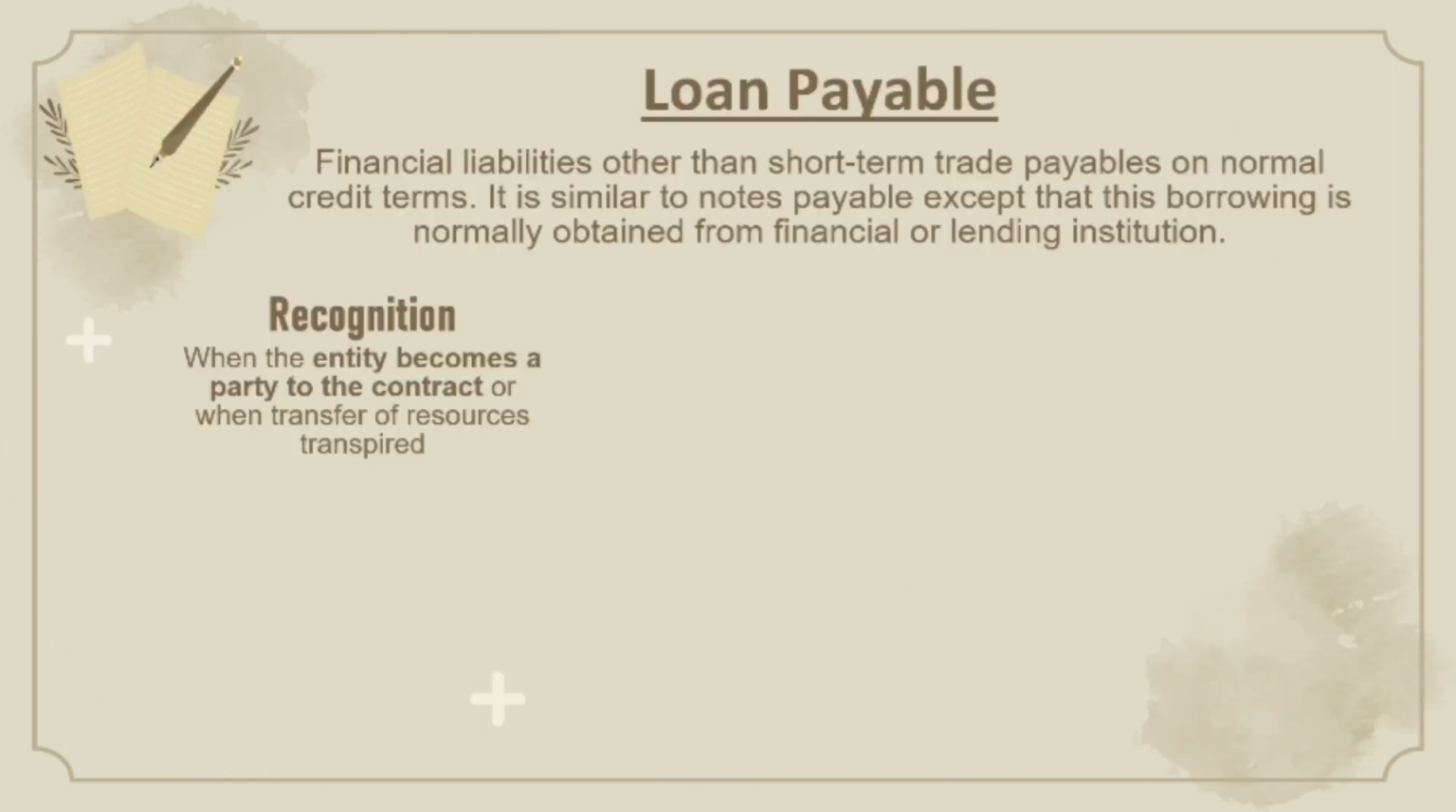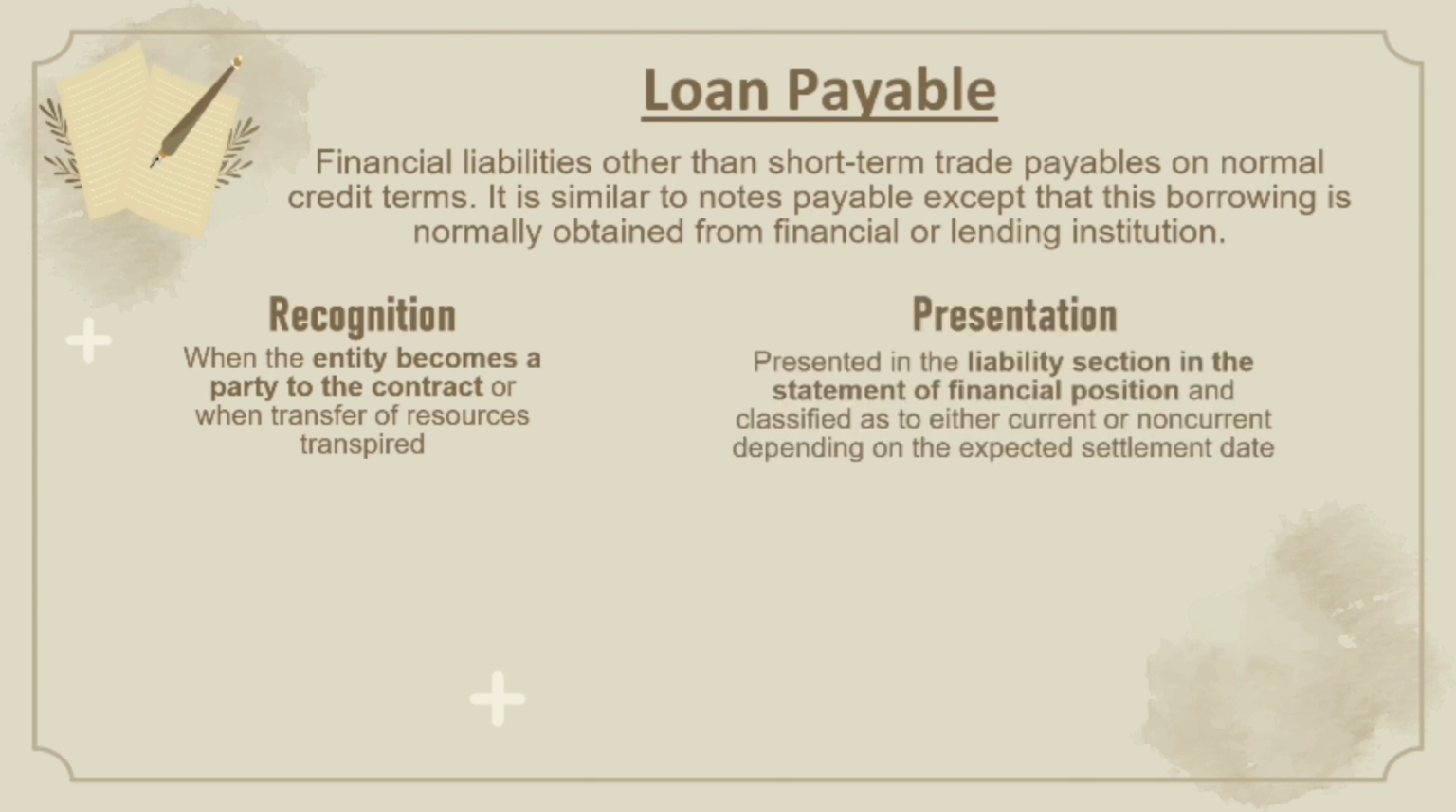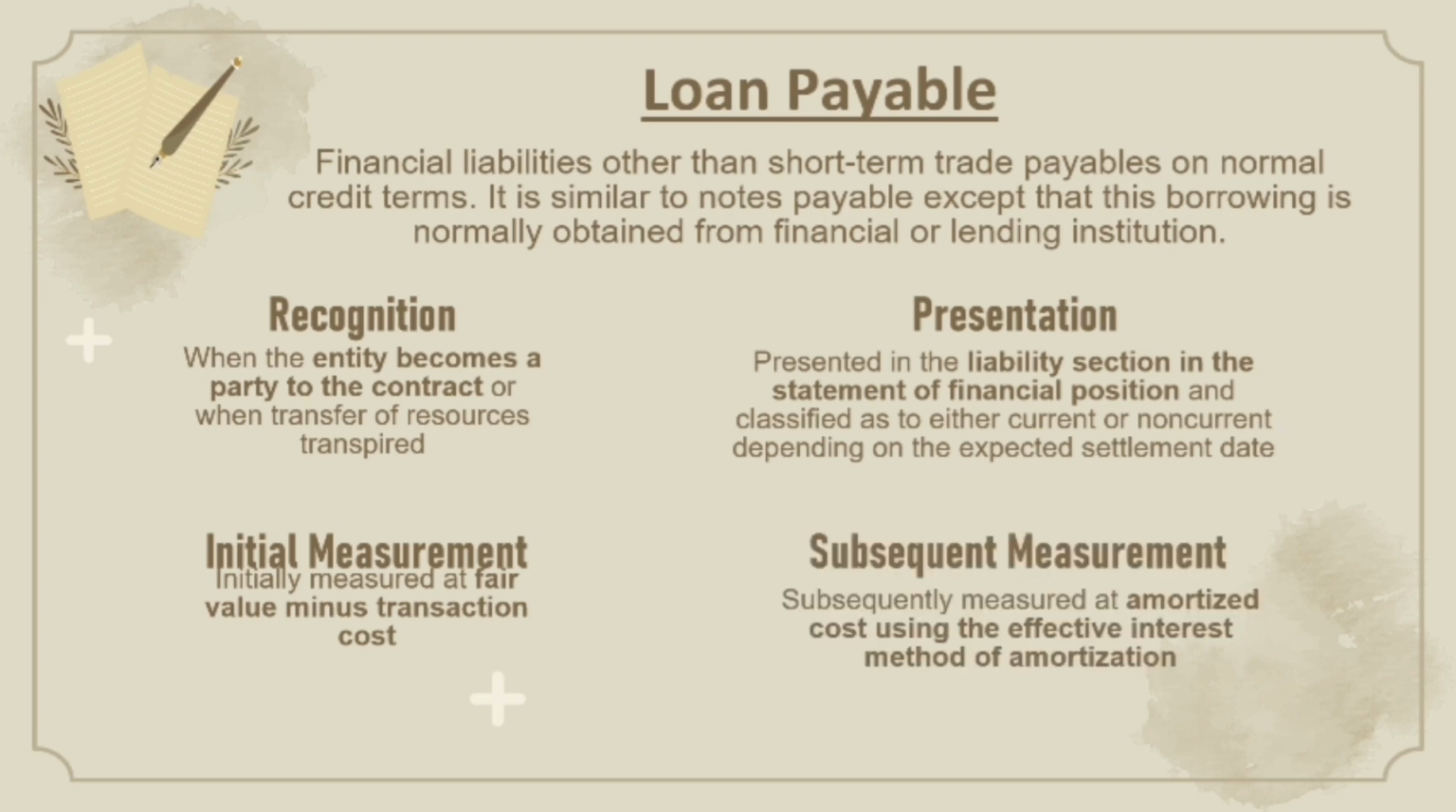So for our next topic, we have here the loans payable. Loans payable is a financial liability other than short-term trade payables on normal credit terms. It is similar to notes payable except that this borrowing is normally obtained from a financial or lending institution. It is recognized when the entity becomes a party to the contract or when transfer of resources transpired. It is presented in the liability section in the statement of financial position and classified as either current or non-current depending on the expected settlement date. And it is initially measured at fair value minus transaction cost and subsequently measured at amortized cost using the effective interest method of amortization.